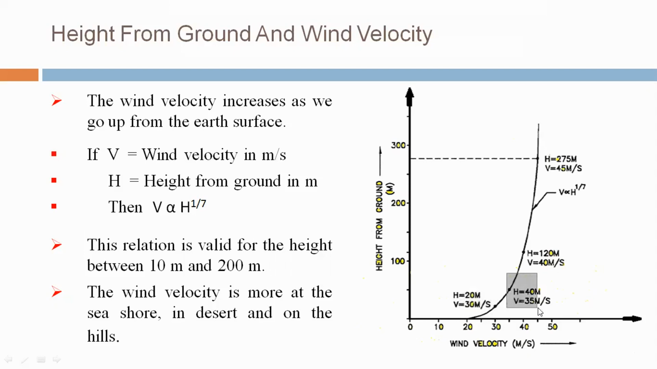Here height is increased, it is 40 meter, so velocity we are getting 35 meter per second. Here h is equal to 120 meter, so velocity is increased to 40 meter per second. Here v is proportional to h raised to 1/7 and last here h is equal to 275 meter, so here we are getting velocity 45 meter per second. That's the wind velocity increases as we go up from the earth's surface.